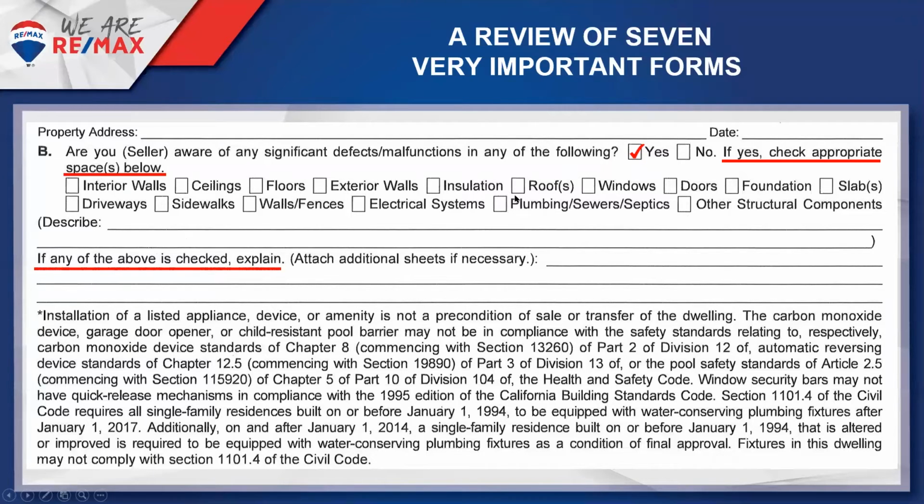You check the roof. You said, yes, I got a problem with the roof. Yes, I got a problem with the fence. The fence is falling down. Explain, fence is falling down. So you've got to answer that. Civil Code says if any question is not answered, the TDS is not delivered.